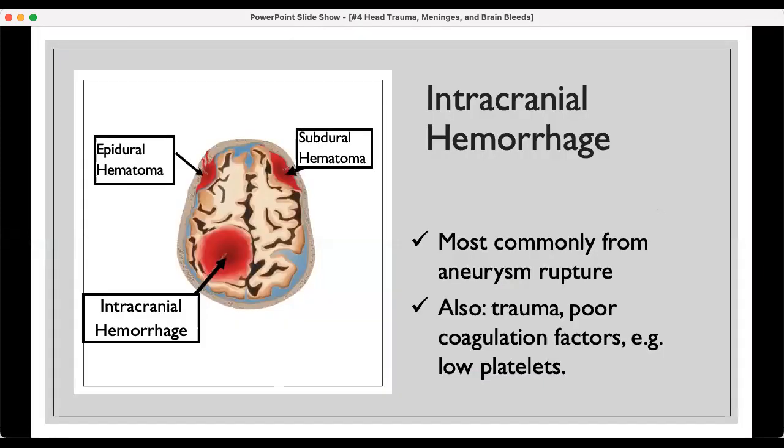This is an example of an intracranial hemorrhage. This happens most commonly from an aneurysm rupture. You can also see it with trauma. If someone has bad coagulation, like very, very low platelets, they can start bleeding intracranially, but usually the most common cause of an intracranial hemorrhage is from an aneurysm.